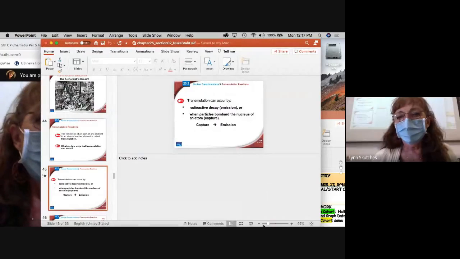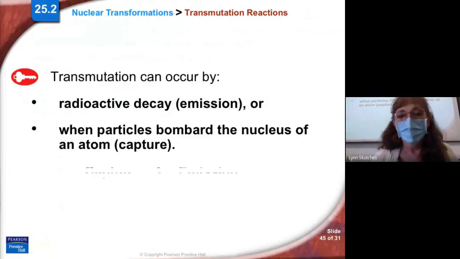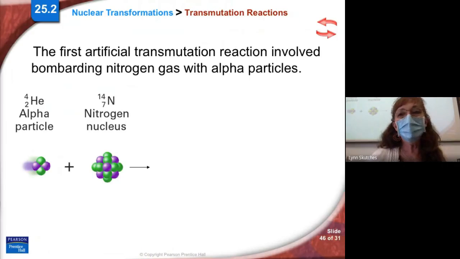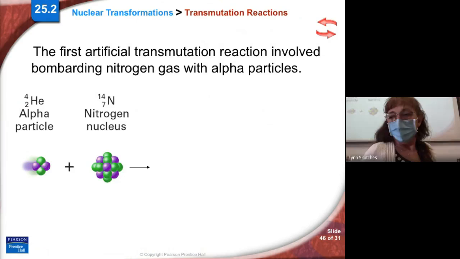All right. So let's look at this one more example. So an example of a capture is this one. So the very first transmutation, artificial transmutation, not spontaneous. So all the stuff we've been talking about so far is spontaneous. It happens by itself. This is man-made transmutation, was when alpha particles are being shot at nitrogen atoms. So this should sound familiar. Who was shooting alpha particles at the gold foil? You guys remember? Ernest.